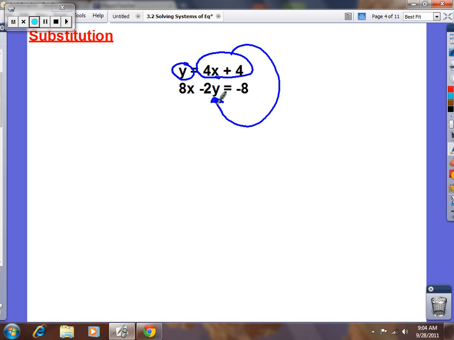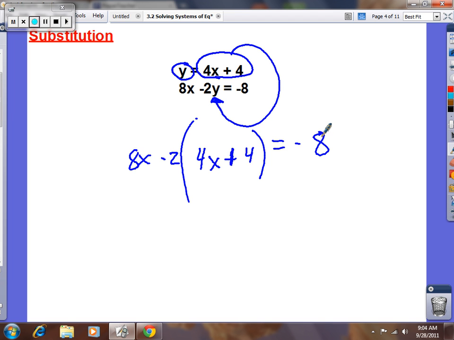Okay? So if you times a negative 2 like 4x and stuff, is it negative 2 or is it just 2? Negative 2. That's a good question. Okay, here we go. Copy this. 8x minus 2 times y. So I'm going to do 2 times y, but I'm not going to put y. What am I going to put? I'm going to put the same thing as y. This is just a y in disguise. 4x plus 4 equals a negative 8.